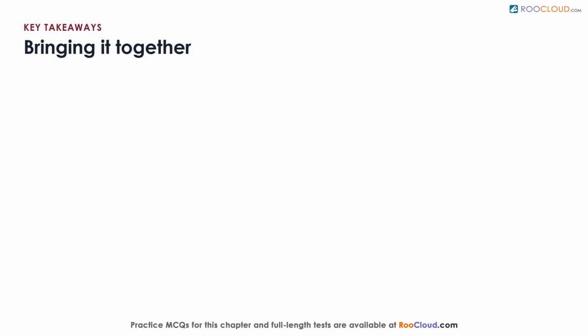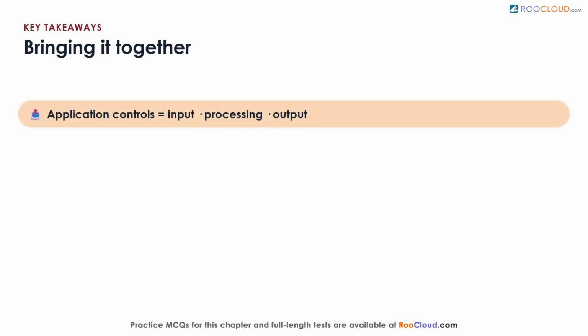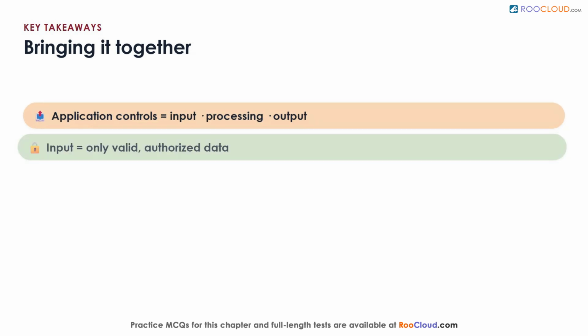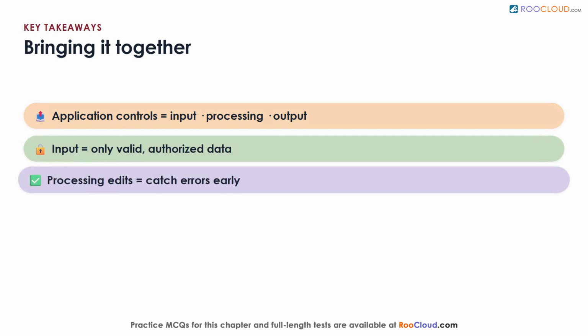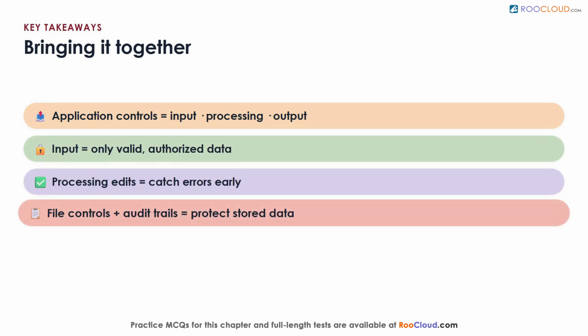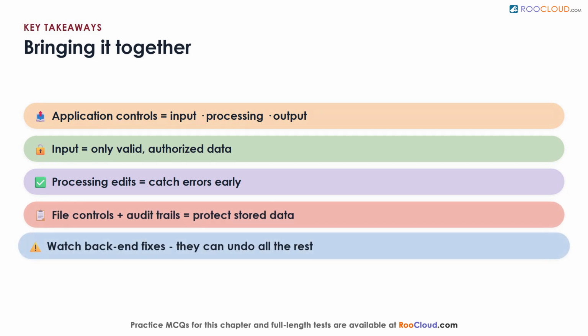So let's bring it together. Application controls span input, processing, and output. Input controls keep only valid, authorized data flowing in. Processing edits catch errors before they spread. File controls and audit trails protect stored data. And output controls keep results accurate and secure. Watch back-end fixes because they can undo all the rest.